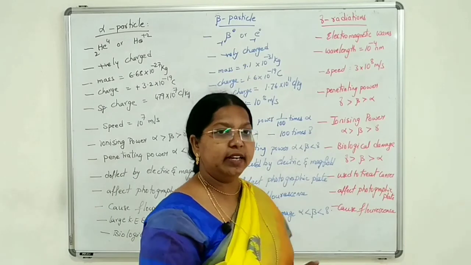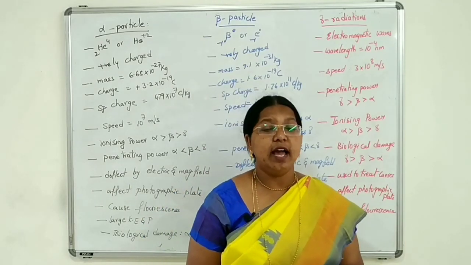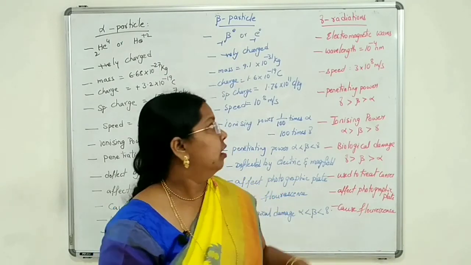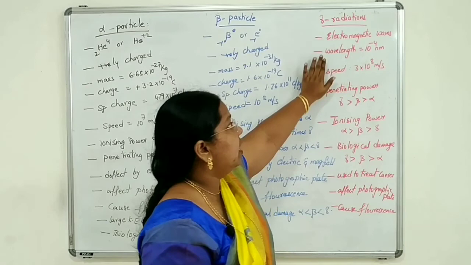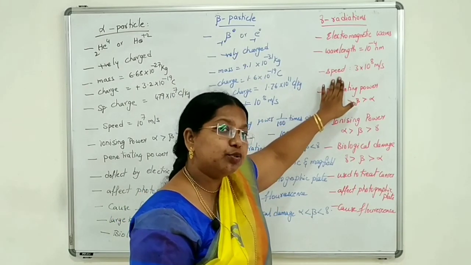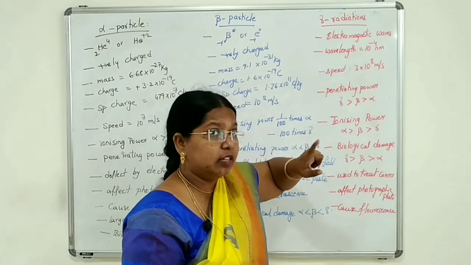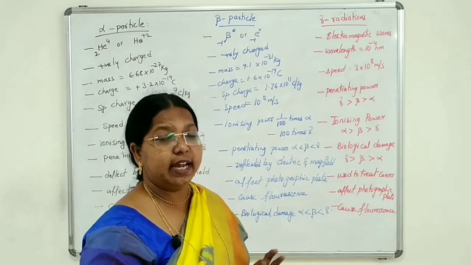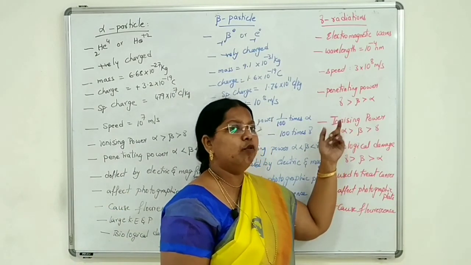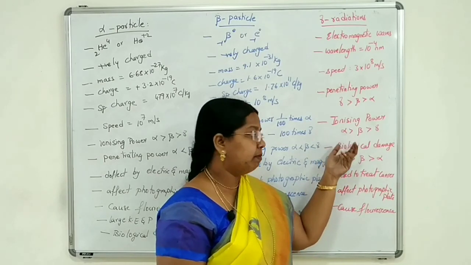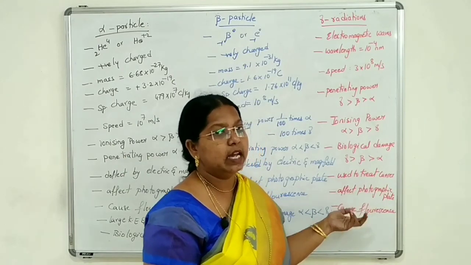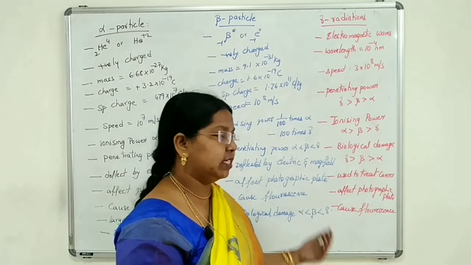Moving on to gamma radiations. These gamma radiations are electromagnetic waves. They are like X-rays and light rays. They have wavelength 10 power minus 4 nanometers, and speed is like light, 3 into 10 power 8 meters per second. They are neutral. They will not deflect by magnetic and electric field. More penetrating power, more biological effect. Least ionizing power. They are also used to treat cancers, affect photographic plate, and cause fluorescence with fluorescent substances.